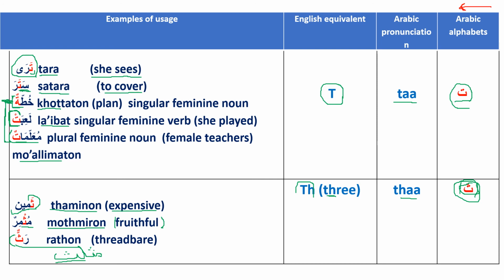Guys, I want to draw your attention to something before I close. Look at this diacritic. It is this one, on. It's called tanween. Tanween in Arabic means pronouncing the sound n, on, even if there is no letter n.